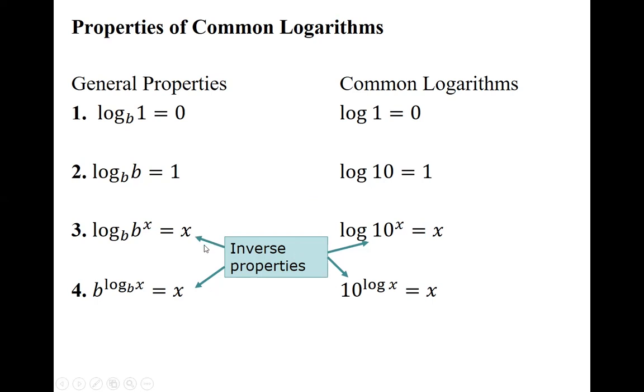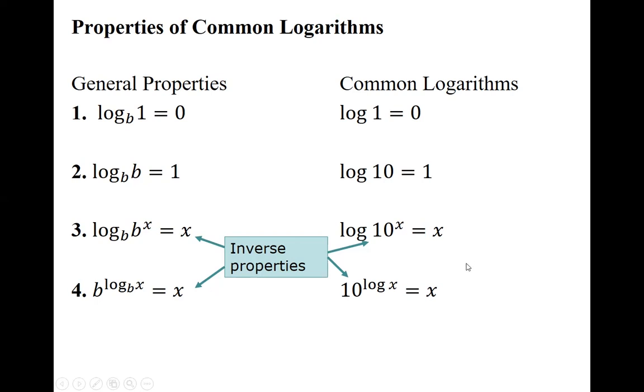The inverse properties, log base b of b to the x equals x, would be the log of 10 to the x equals x. And b to the log base b of x equals x would be 10 to the log of x equals x. In other words, the common log and the base 10 cancel each other out.